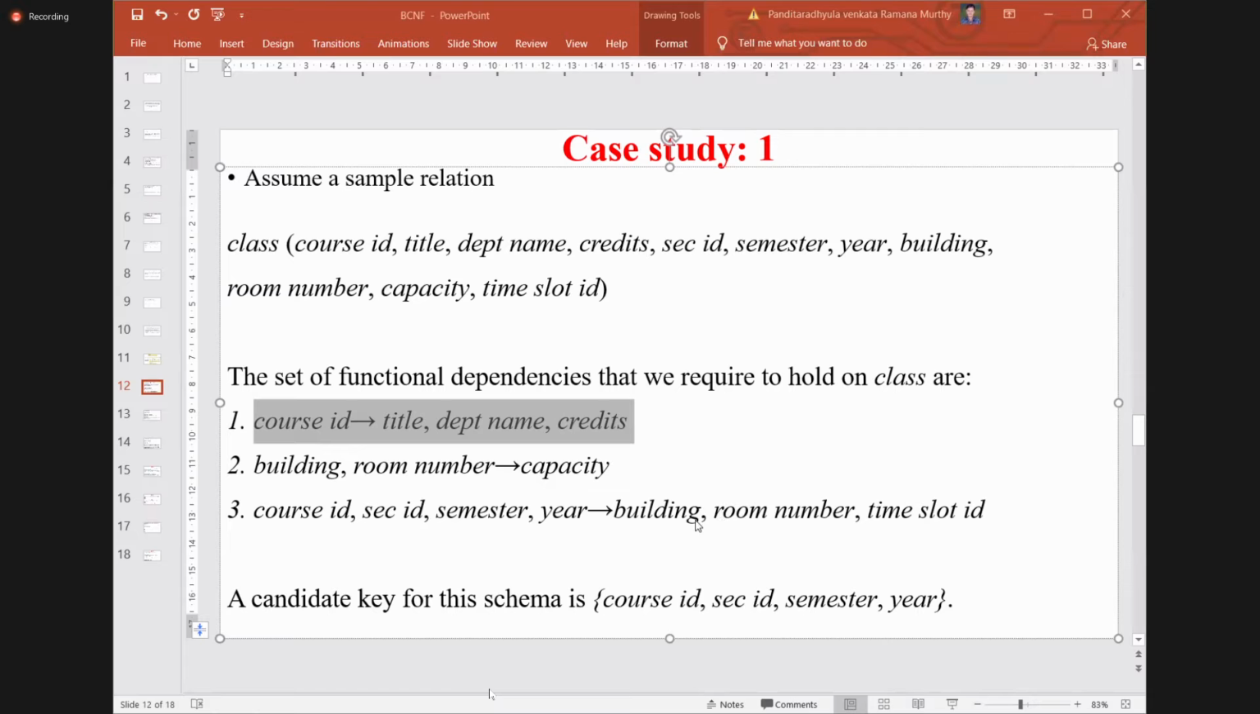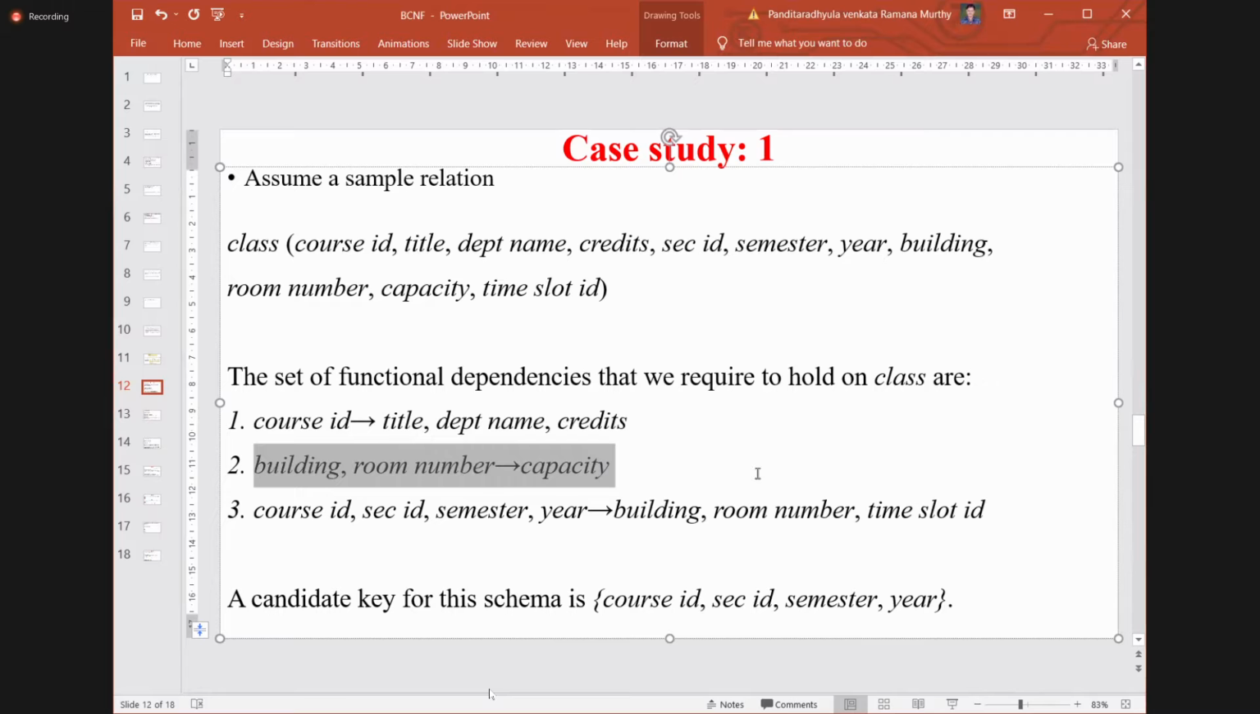So with the building and room number, if you know, that is the reason. Now look, on the left hand side of the arrow, you are getting more than one column also. That is the result. When you are saying the functional dependency as alpha derives beta, alpha is a set of columns, beta is nothing but a set of columns, right? So if you know building and room number, then we can know capacity. So with that, we are identifying one more functional dependency, the second functional dependency.